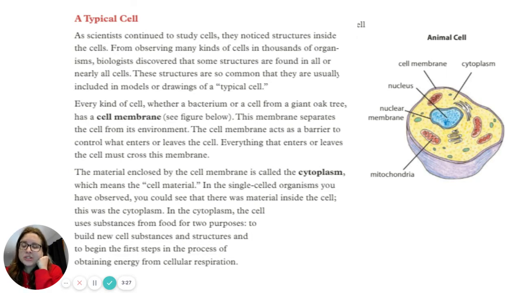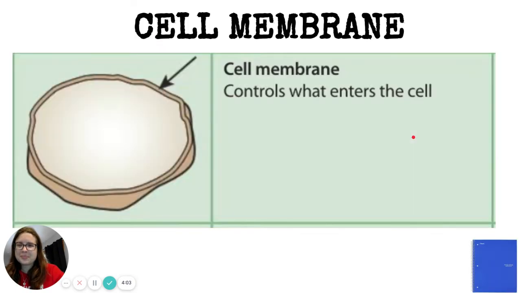The material enclosed by the cell membrane is called the cytoplasm. So pause. Let's see if we can find the cytoplasm. So here I see the cytoplasm, and it's pointing to all of the yellow stuff in this cell. So the word cytoplasm means cell material. In the cytoplasm, the cell uses substances from food for 2 purposes: to build new cell substances and structures, and to begin the first steps in the process of obtaining energy from cellular respiration.